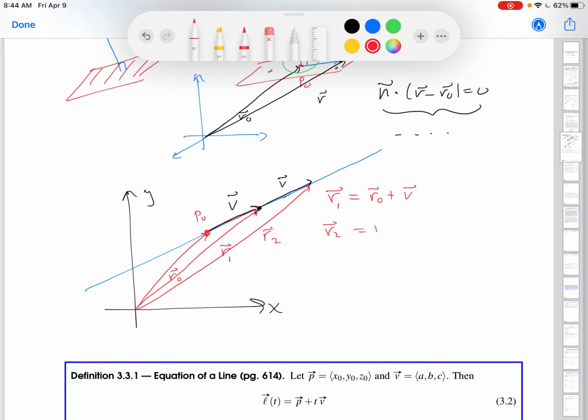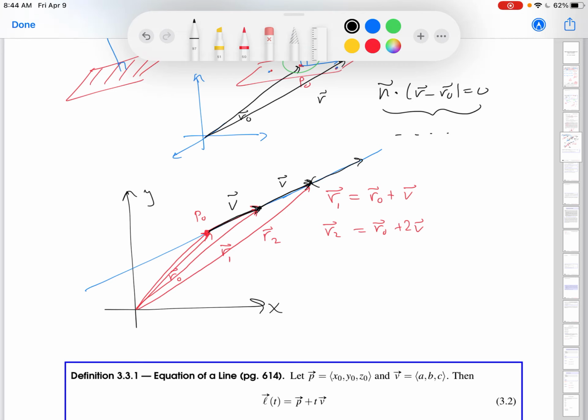So what have I done now? I've done r sub 0. I went from the origin to this point, and then I've gone 2 v vectors later, and then I get to this terminal point. So r sub 0 plus 2v. You might be able to see from here how we can easily generalize this.